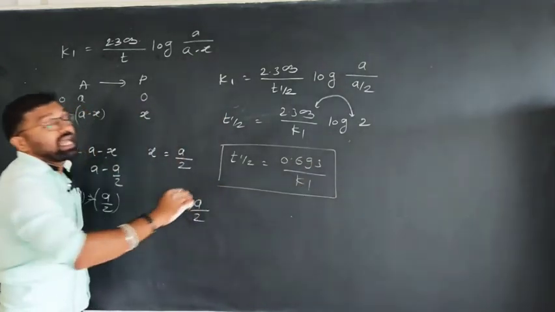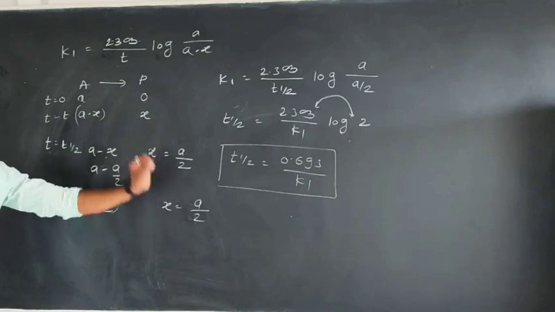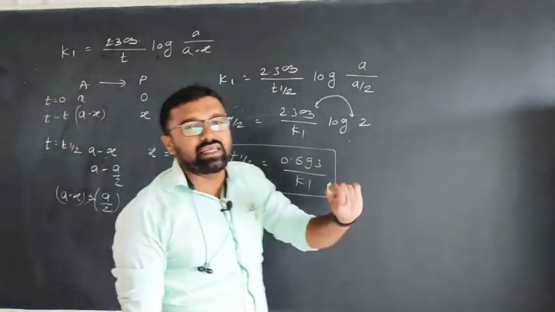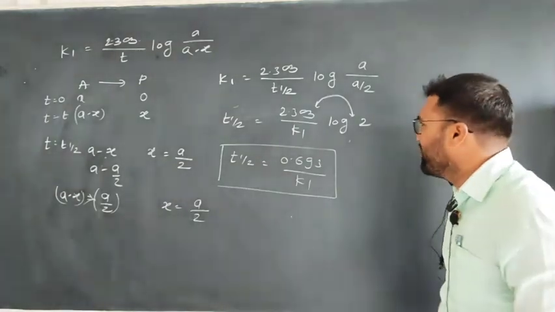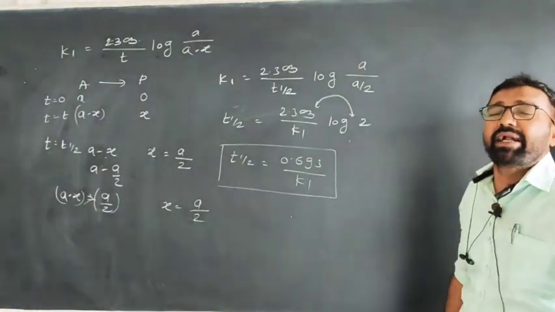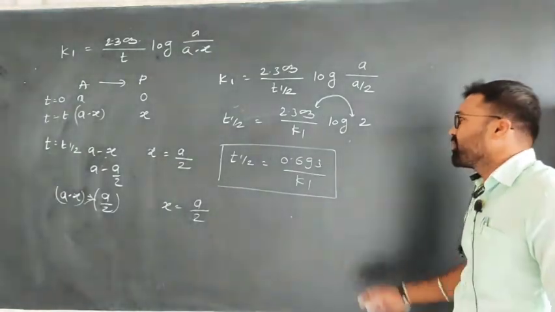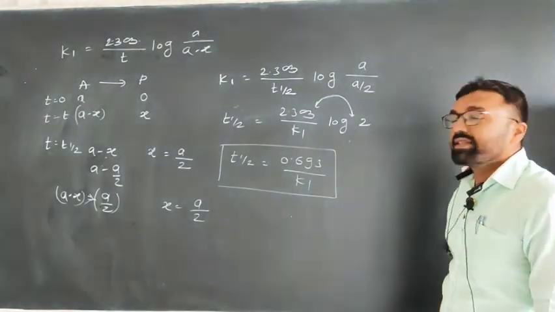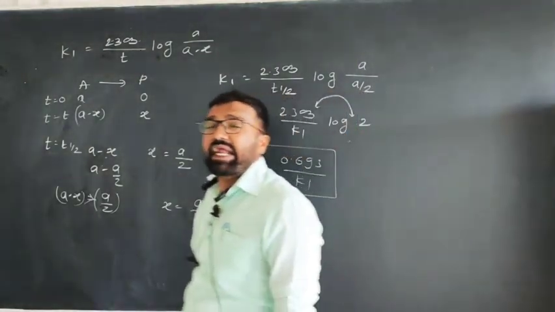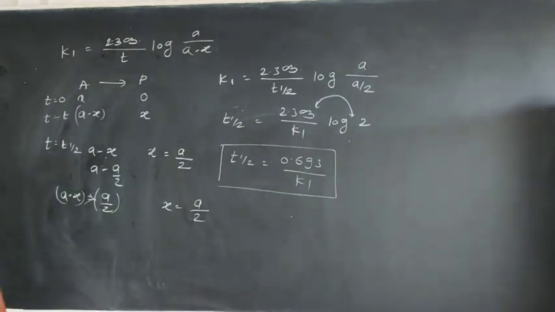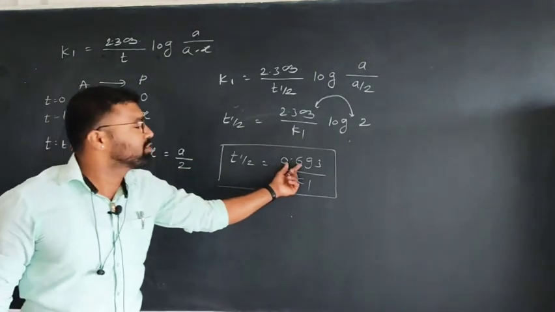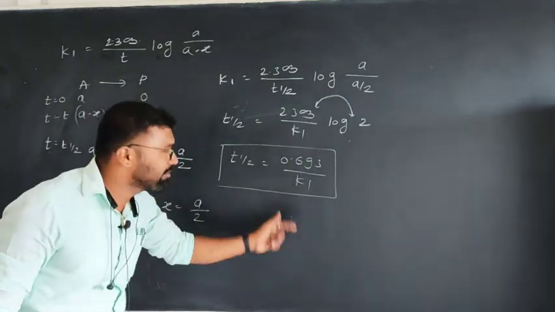That means you can say that the half-life period of a first order reaction is independent of the initial concentration of reactant, or you can say that it is independent of the concentration of reactant. Remember this statement. That is, the half-life period of a first order reaction is independent of the concentration of reactant. t half is equal to 0.693 upon k1.